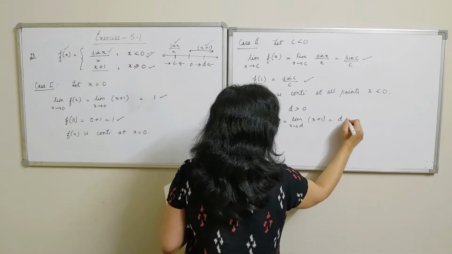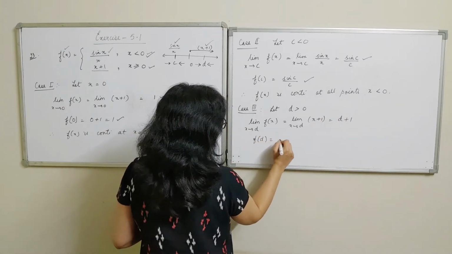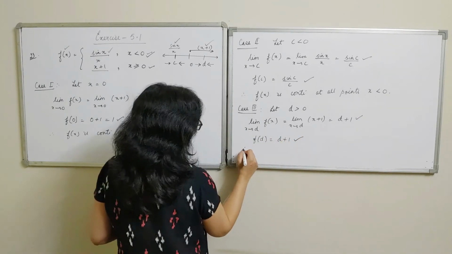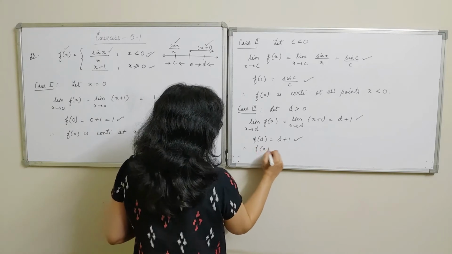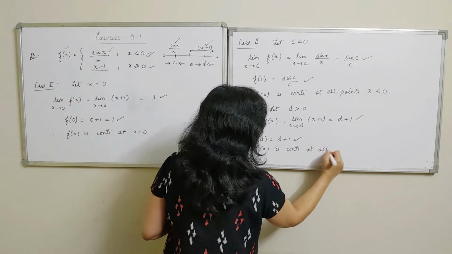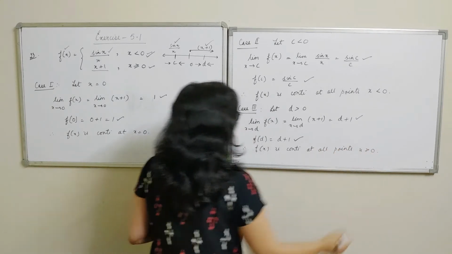So by direct substitution we get d plus 1, and likewise the value of the function is also d plus 1. Once again, the limit is the same as the value of the function. Therefore we can say that the function f(x) is continuous at all points which are greater than 0.